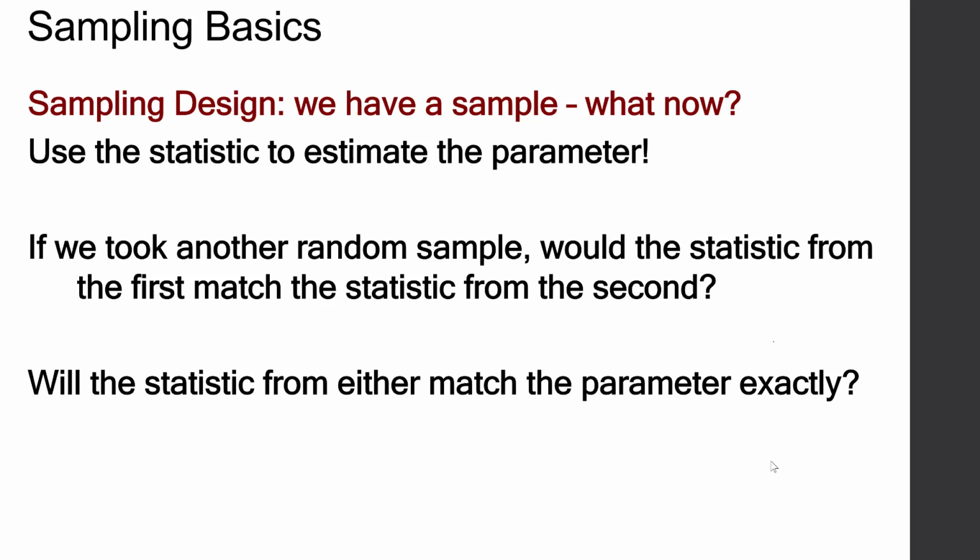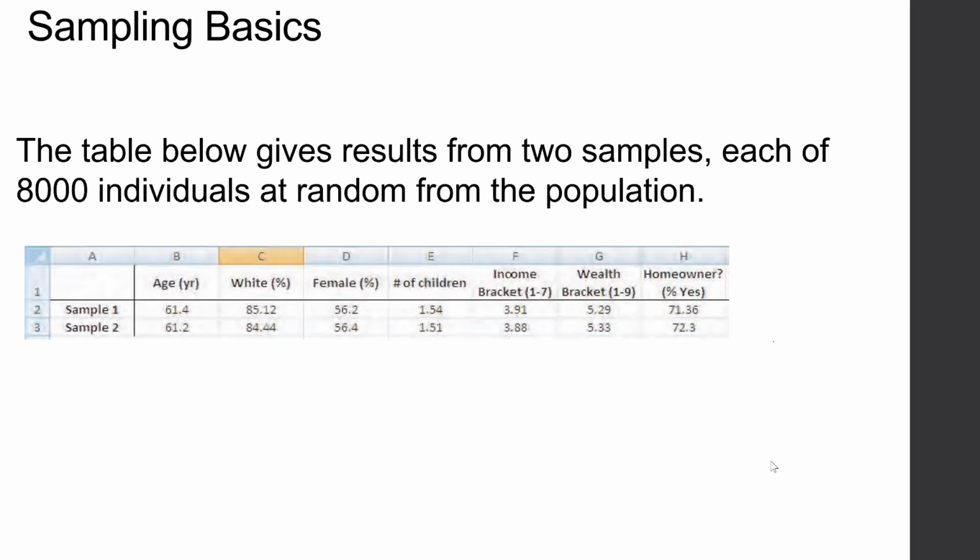Well, we're going to use the statistic to estimate the parameter. But if we took another random sample, would the statistic from the first sample match the statistic from the second? Nope. And will the statistic from either one match the parameter exactly? Probably not. So we have this idea of sampling variability.